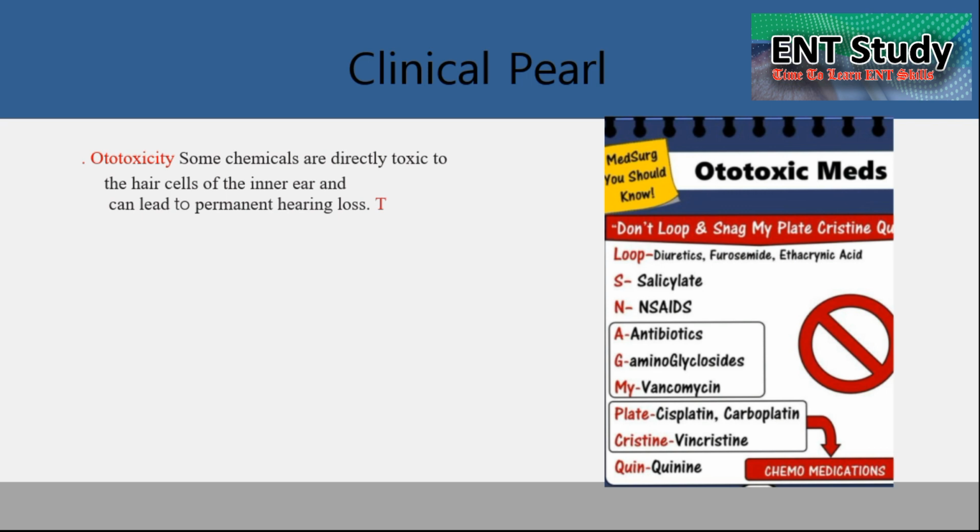So we must know these chemicals. There is a mnemonic so you can memorize them: The Loop and Snake, My Plate Christian Queen. Loop for loop diuretics, S for salicylates, N for NSAIDs, A for antibiotics, G for aminoglycosides, Ma for vancomycin, Plate for cisplatin, Christian for vincristine, Queen for quinine, which is an anti-malarial drug.